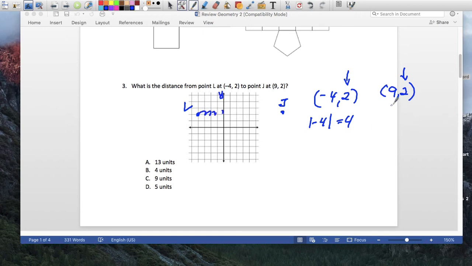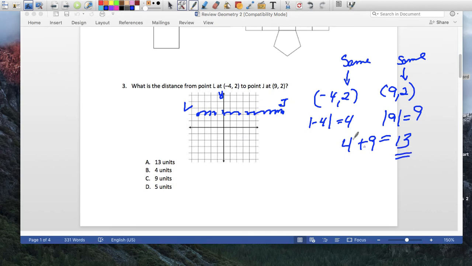And then here, we're not going to take the values that are the same. We're going to take the values that are different. So we're going to take 9, and the absolute value of 9 is 9, which means J is 9 units away from the y-axis. 1, 2, 3, 4, 5, 6, 7, 8, 9. Okay, so there's 9 units away. So 4 plus 9 equals 13. To get from L to J, you would take a total of 13 units.